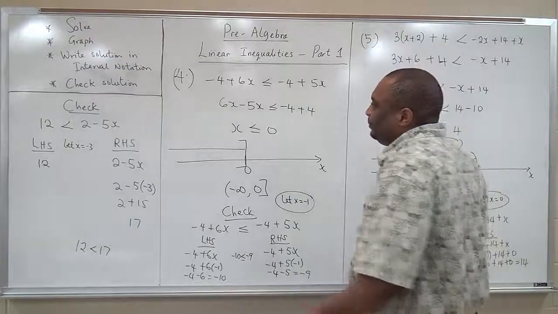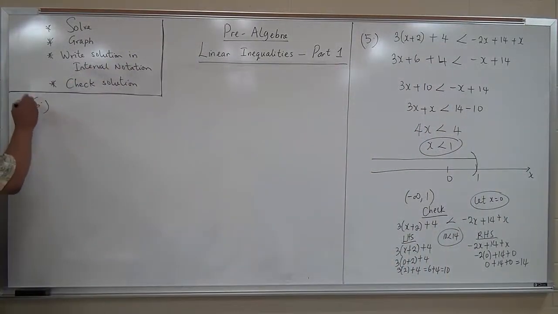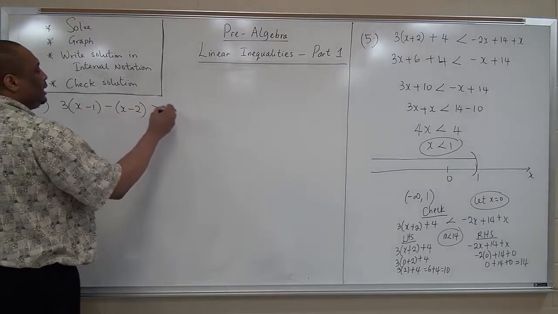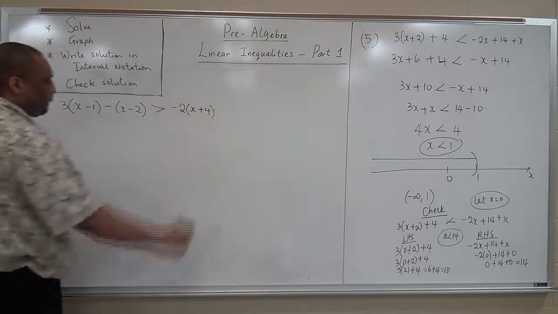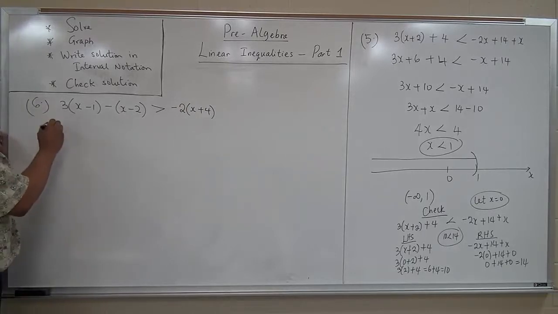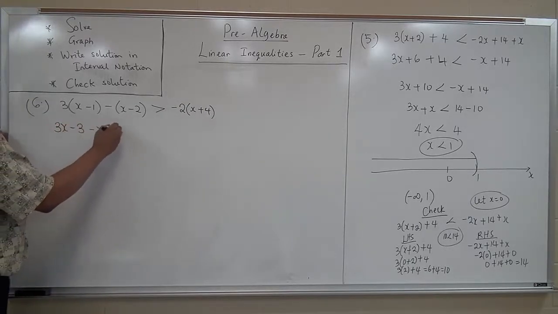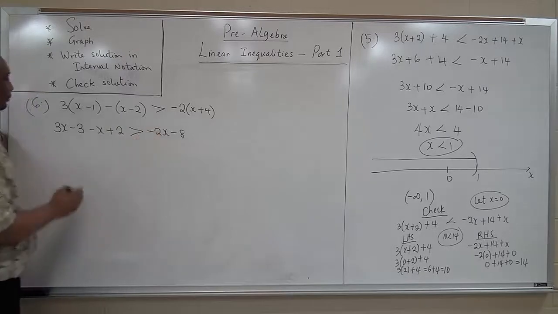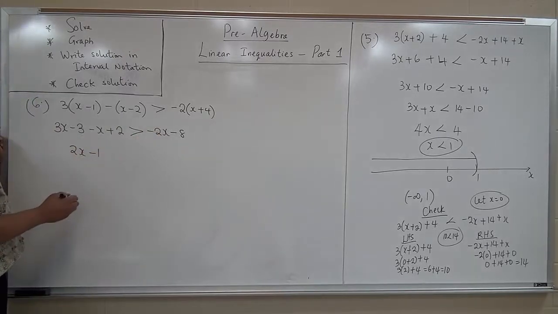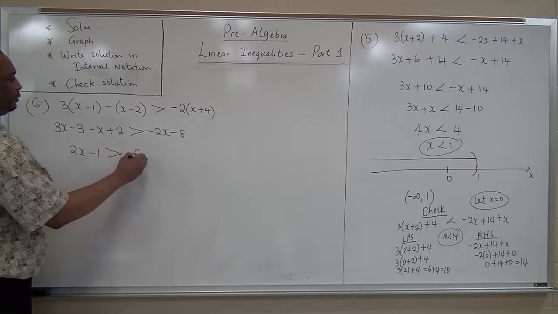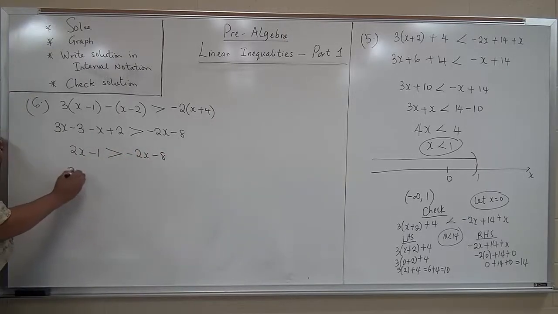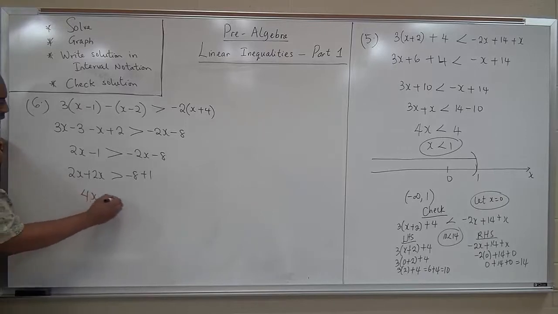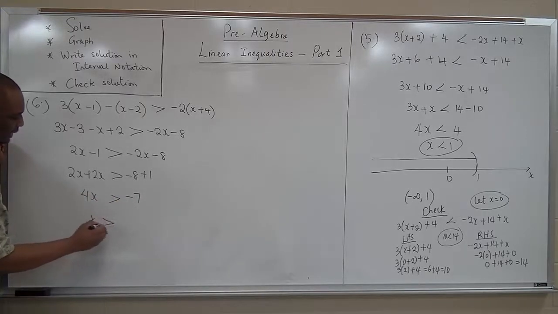Okay. Question 6. 3 times x minus 1 minus x minus 2 is greater than minus 2x plus 4. We distribute. This will give us 3x minus 3 minus x plus 2 greater than minus 2x minus 8. So this is 2x minus 1 greater than negative 2x minus 8. Bring this over here, 2x plus 2x greater than minus 8 plus 1. So 4x is greater than negative 7. And x will be greater than negative 7 over 4.